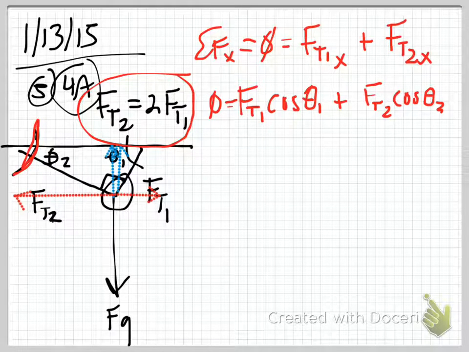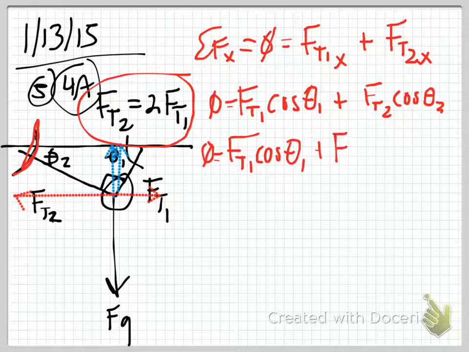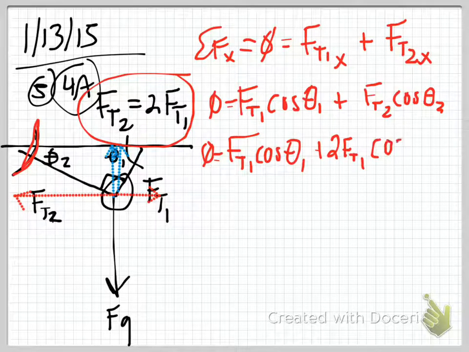Let's substitute in. So if F of T2 is equal to 2 times F of T1, we're going to rewrite this. F of T1 cosine theta 1 plus 2 times F of T1 times the cosine of theta 2. Yes? So far you're with me. Did we already do this part? Okay.